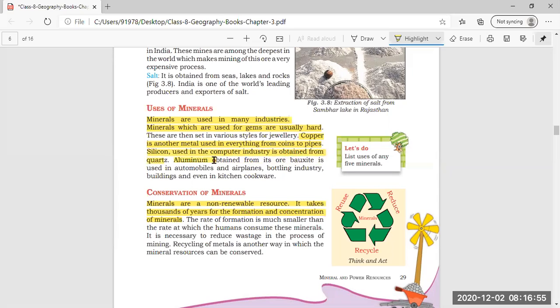Then aluminum, obtained from its ore, that is bauxite, is used for automobiles. And this is the use of minerals. You can mark 1, 2, 3 points here like this.